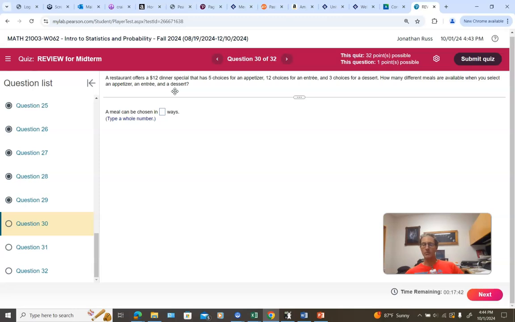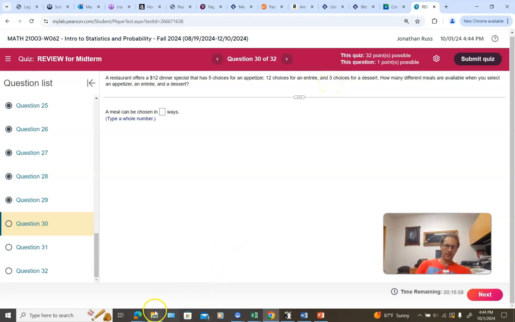So here we can use that multiplication principle. If you're watching this and have already gone over 3.4, you can treat this as combinations as well. So it's like I have 5 choices for an appetizer and I'm going to choose 1. So 5 choose 1 times I have 12 choices for an entree and I'm going to choose 1. So 12 choose 1 times 3 choose 1.